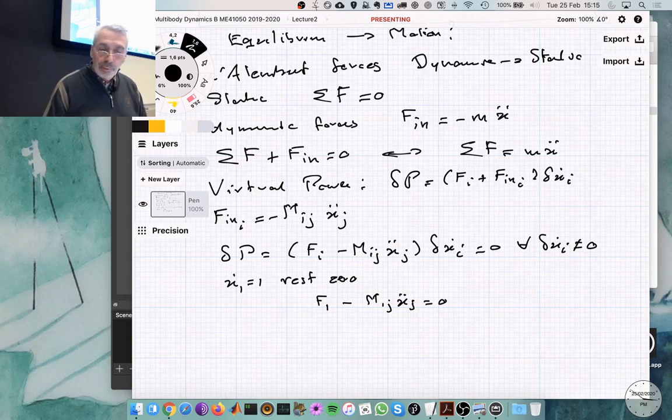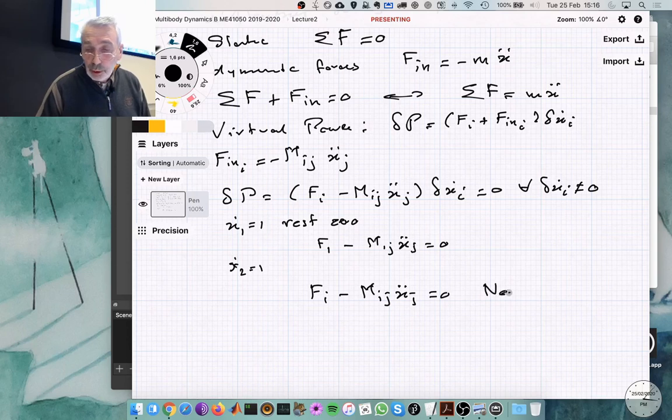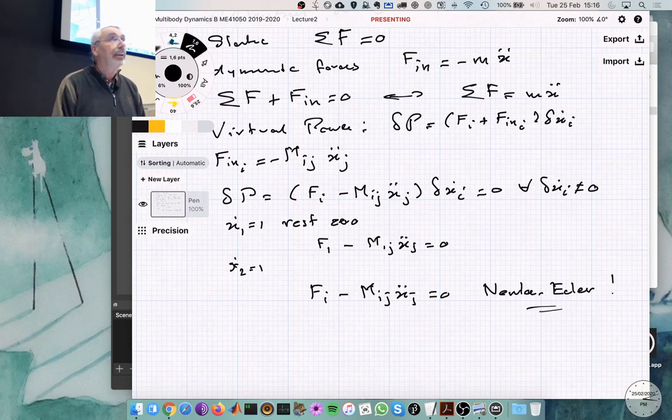And you can do that for x dot 2 is 1. And then if you continue like this, well, you already feel it coming, right? In the end, we get Fi minus Mij x double dot j is 0. Or we just get our Newton-Euler equations back. In general. So, okay, you start with Newton-Euler, then you define virtual power, and then you define what is equilibrium. You put in inertia, and then you get back to the Newton-Euler.